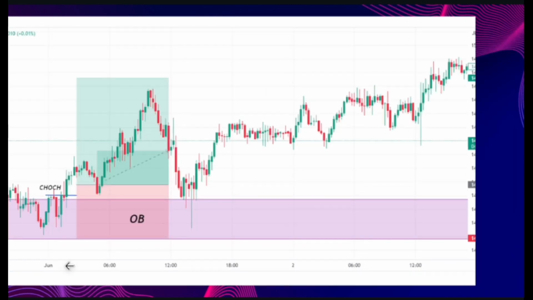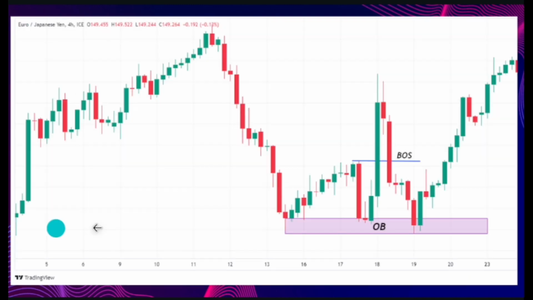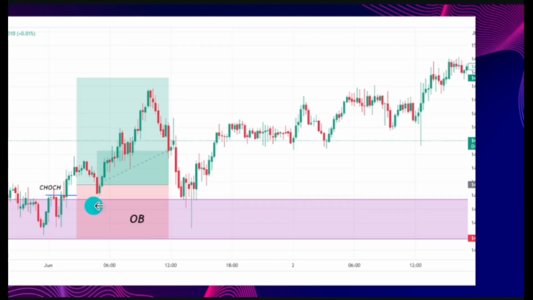So in this second process, we now zoom in on the entry time frame and look for trading opportunities. In this case, we analyzed the market in the 4-hour time frame. So we go to the 15 minutes. We are on the 15-minute chart on the Euro Japanese Yen. This is our 4-hour order block, but we are on the 15-minute chart.